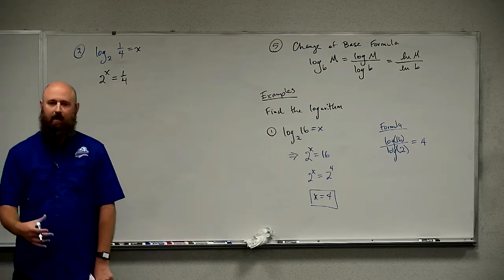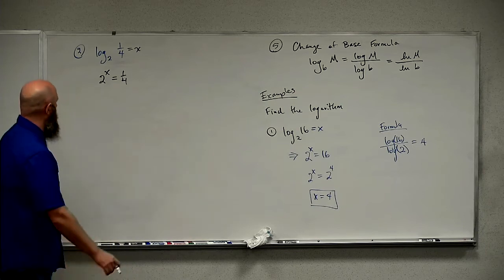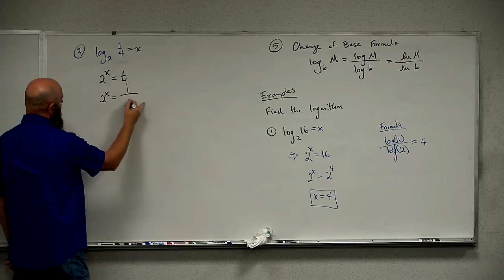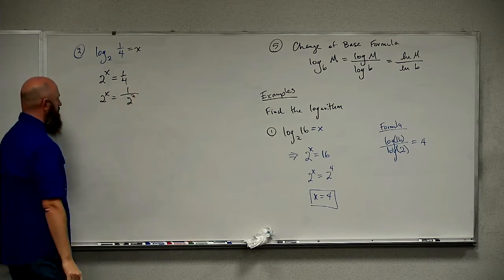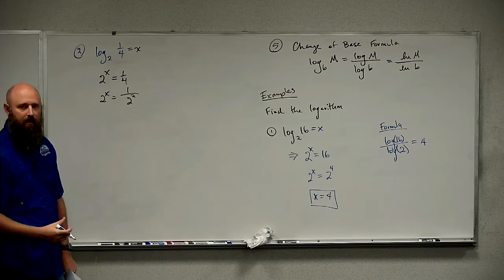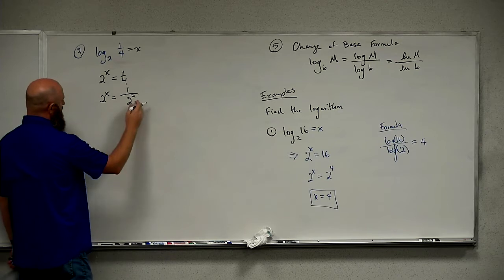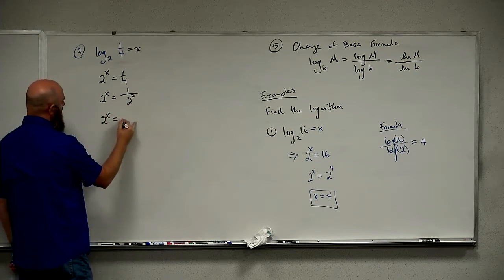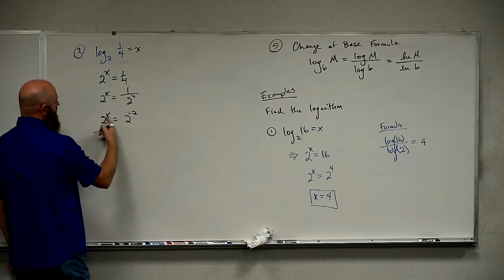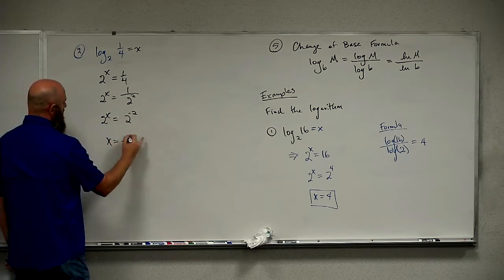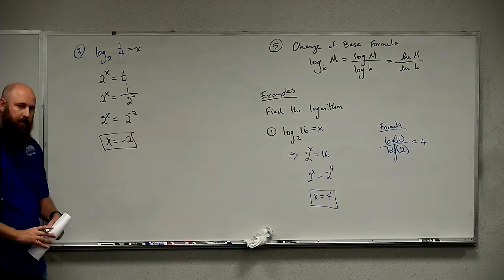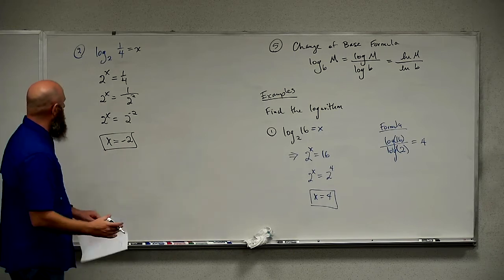Now, we may not remember exactly how to write 1/4 as 2 to a power, but I do know how to write 4. So this is 2 to the x equals 1 over 2 squared. Well, it's on the bottom, but I can change this. If I move it to the top, that becomes 2 to the x equals 2 to the negative 2 power. So now my bases are the same, so our powers must be the same. So x must equal negative 2. Those are ways that we can break that down.